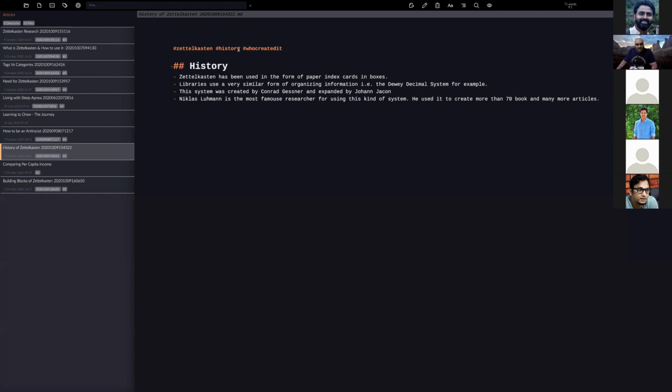Now, if you look at the tags that I'm using, I am obviously having a hashtag Zettelkasten tag, then I'm having a history tag, then I'm having the who created it tag. My hope is that the next time I come to a technique or a book or an invention and I have something about how it was created, I should use the hashtag who created it. Then it will make sense for me.